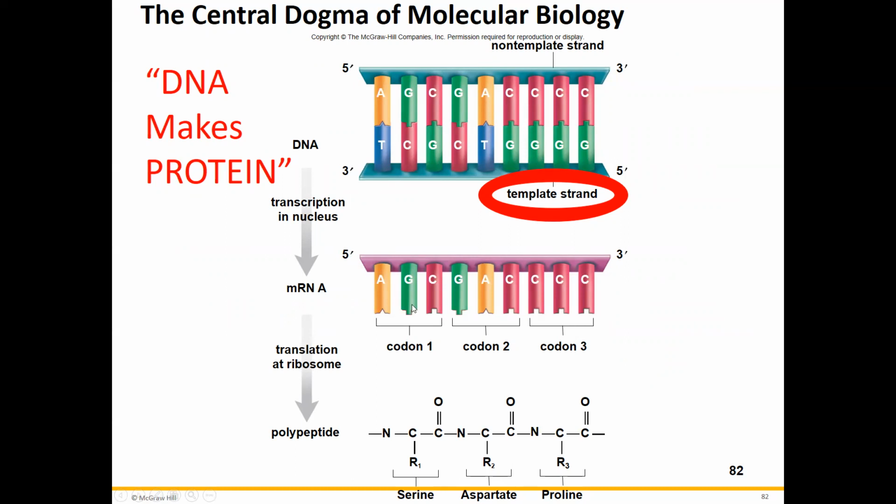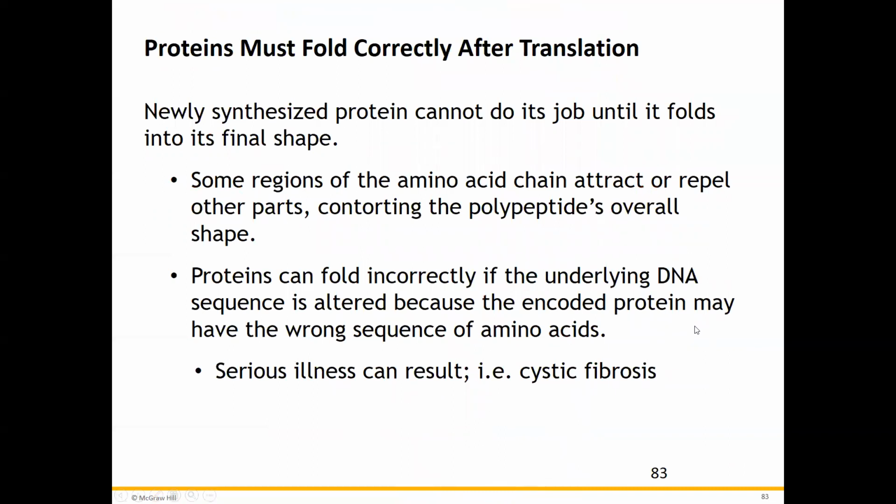We identify the list of codons on the strand, or the list of nucleotides. We recognize them in groups of 3 that we call codons, and each codon codes for one amino acid. One codon, one amino acid. So DNA makes protein.